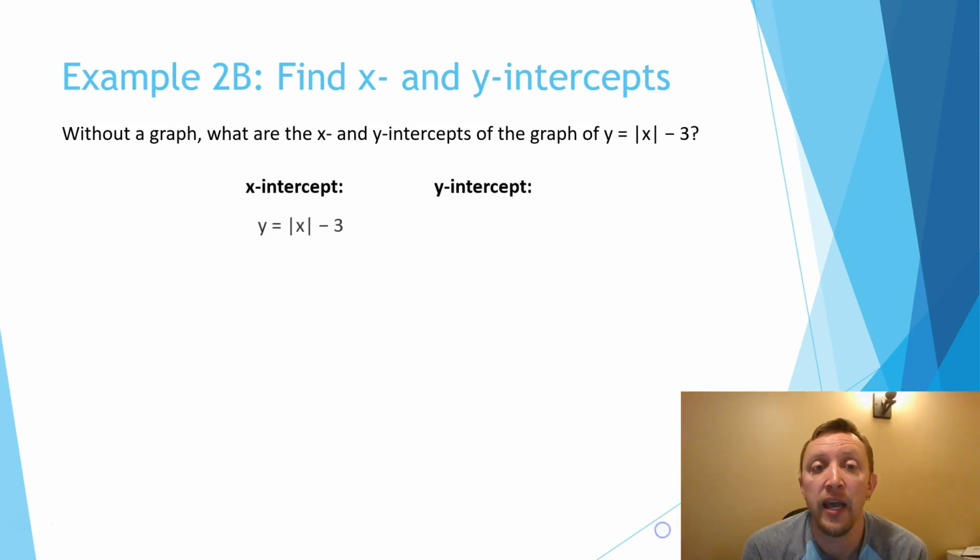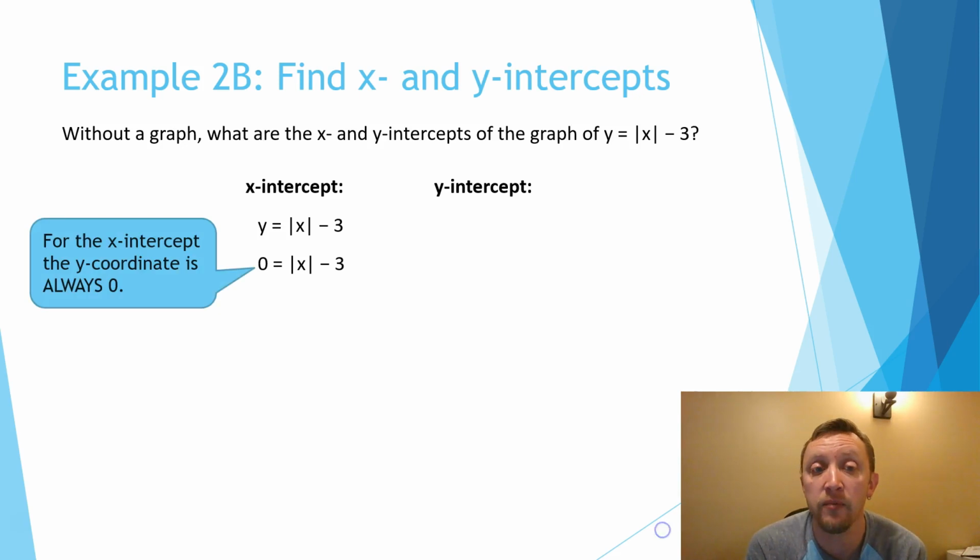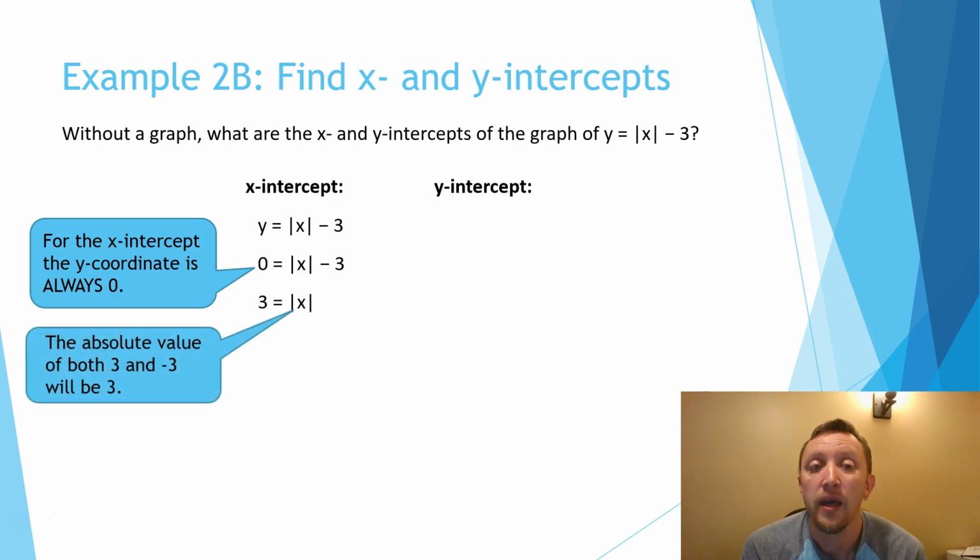So let's start by finding the x-intercept. Now, remember what we know about the x-intercept. The x-intercept is always where y is 0. So I'm going to put 0 in for y, and I'm just going to solve this equation. So I'm going to do that by adding 3 to both sides. Again, for the x-intercept, the y-coordinate is always 0. And now here's what I have to think about. The absolute value of both 3 and -3 would be 3. So there are two solutions. There are two things that I could put in for x that would give me 3 as my answer: 3, because the absolute value of 3 is 3, and -3.